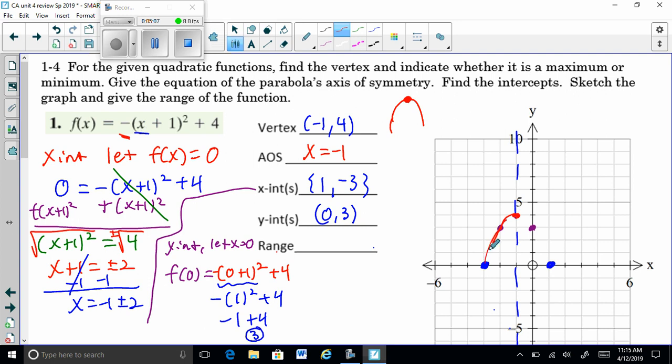And so here we go. That's going to be good enough there, and that's good enough there. Okay, and then the last part would be the range.